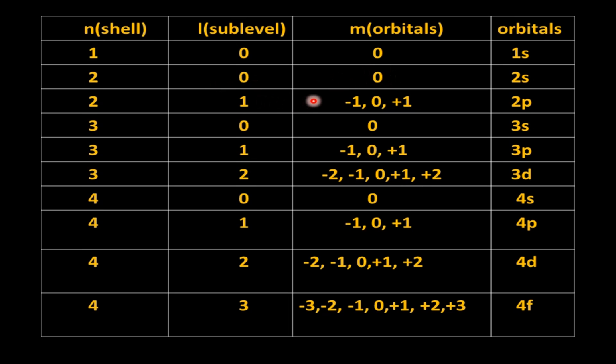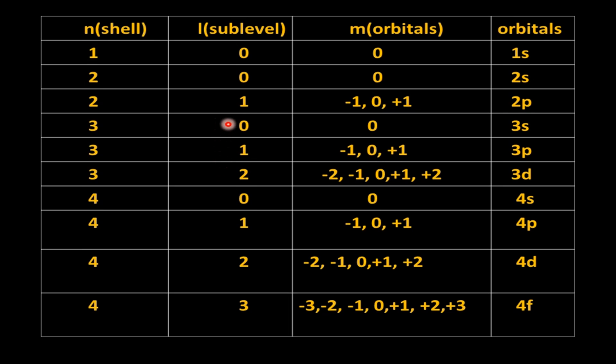P has three orbitals, px, py, and pz, ranging from -1, 0 to +1. The name of the orbital for the s sublevel of the second energy level is 2s, while the p is 2p. For the third energy level, we have three sublevels: s, p, d. That is the azimuthal value 0, 1, 2.